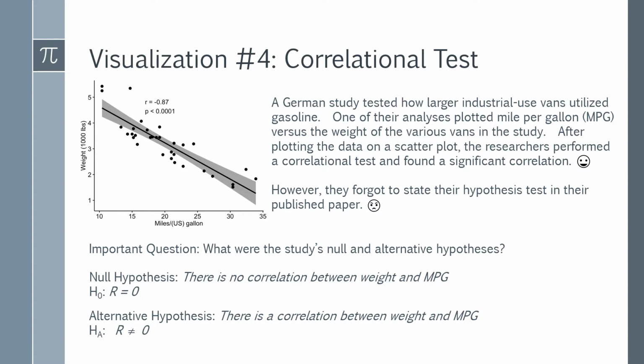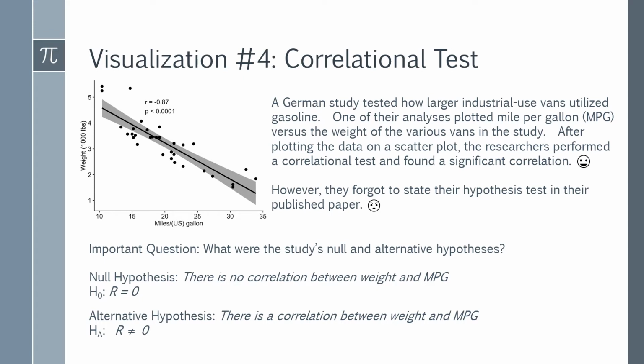The study shows a German study tested how larger industrial use vans utilize gasoline. One of their analyses plotted miles per gallon versus the weight of the various vans in the study. After plotting the data on a scatter plot, the researchers performed a correlation test and found a significant correlation. However, they forgot to state their hypothesis test in their published paper. So, a very important question: what were the study's null and alternative hypotheses?